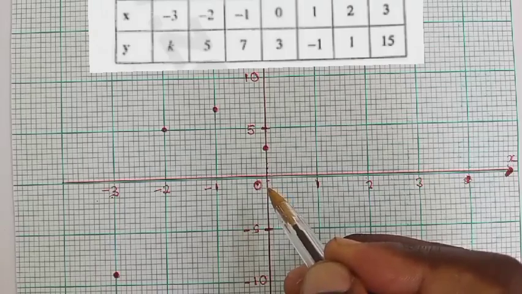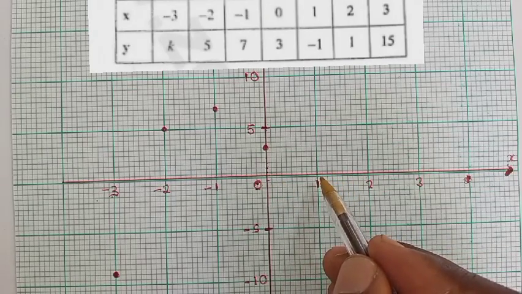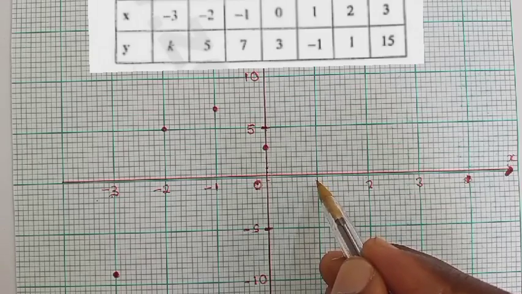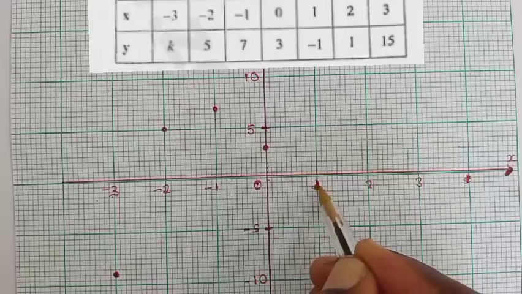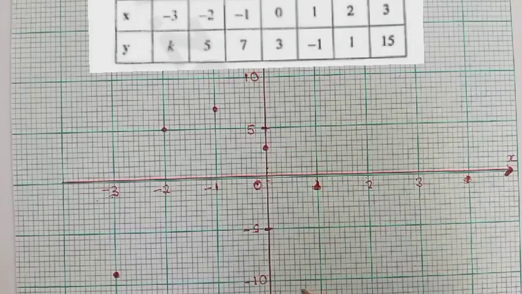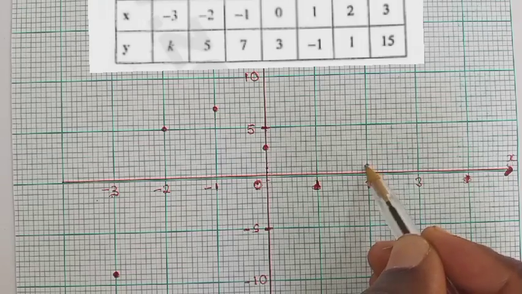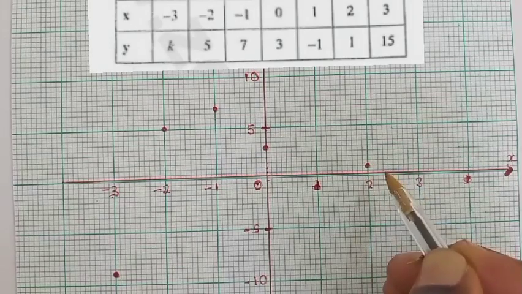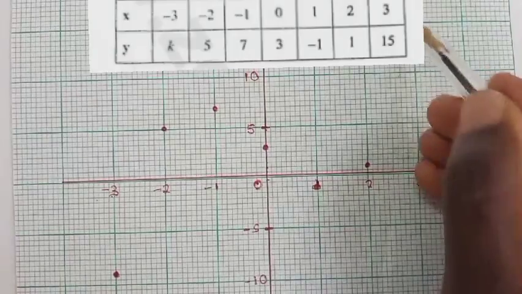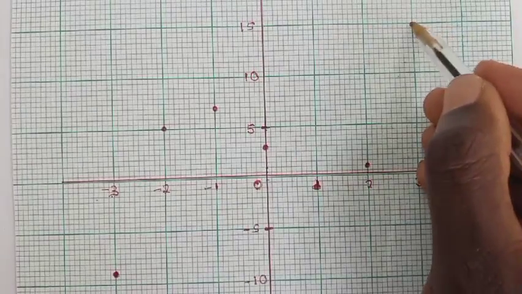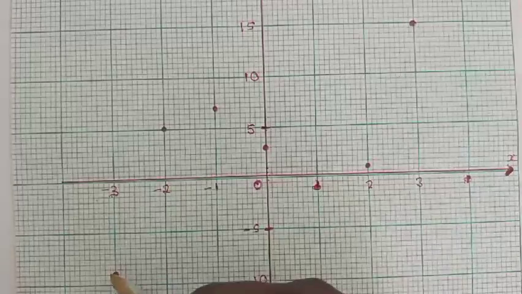You must make sure that you follow the points nicely. Next is 1, comma negative 1. 1 is here, negative 1 is right here, because this is 0, negative 1 is right here. So this is where the point is. Next is 2, comma 1. 2, comma 1 is right here. Next is 3, comma 15. 3 is here, 15 is right here. So this is where our graph will pass.